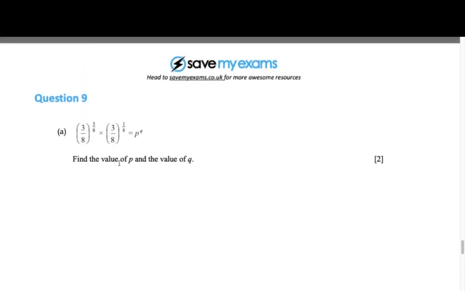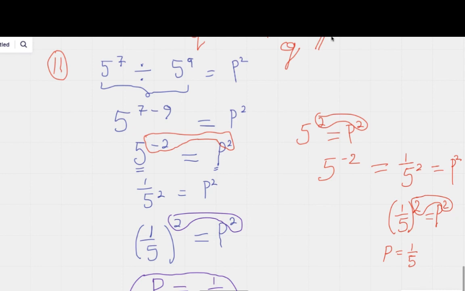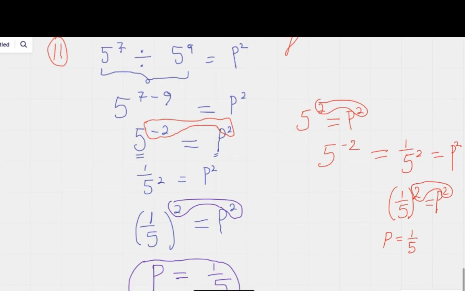Is it find the value of P and the value of Q? Okay, let's write this question. 3 over 8 raised to power 3 over 8. Then 3 over 8 raised to power 1 over 8. Okay, let's question number 12.